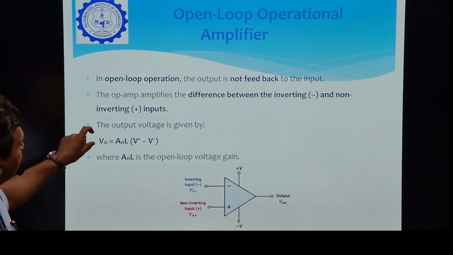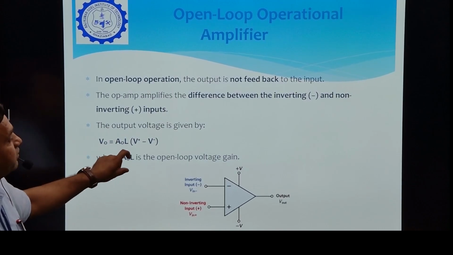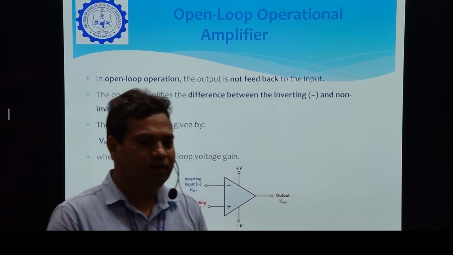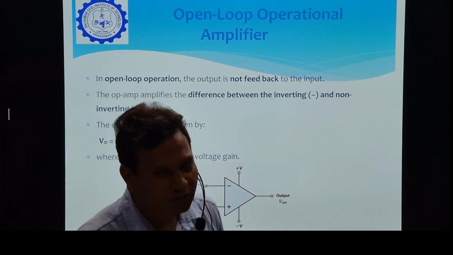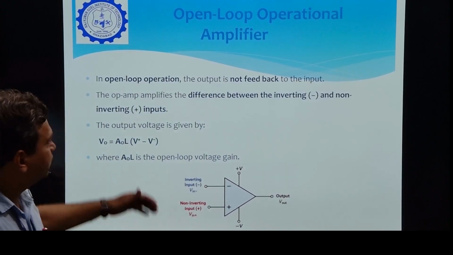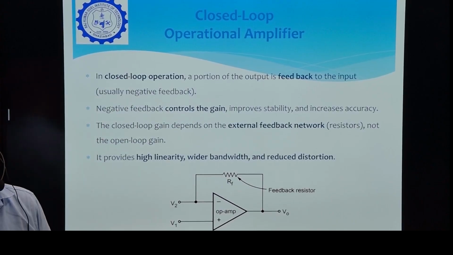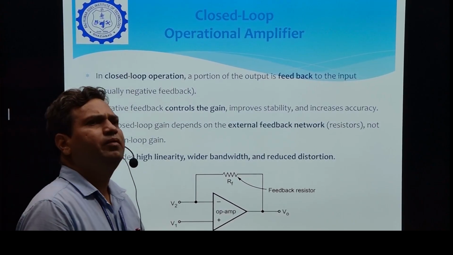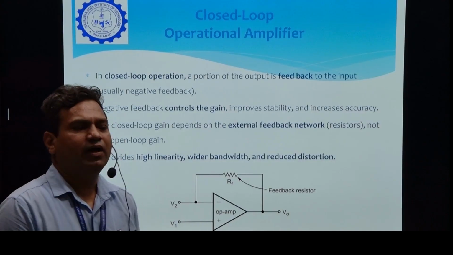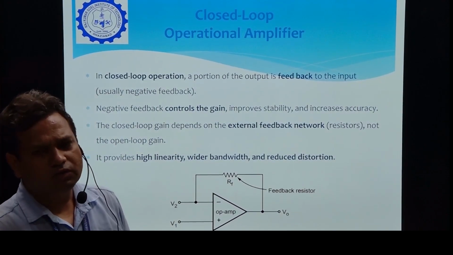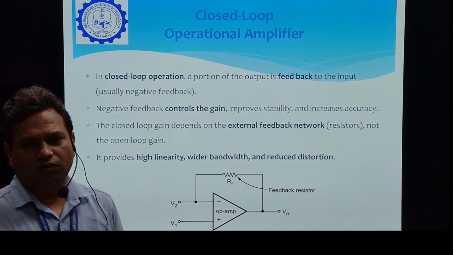Then AOL, where AOL is the open loop voltage gain. Basically the voltage gain is the ratio of output voltage to the input voltage. So this is about the open loop operational amplifier. Now come to the closed loop operational amplifier. There are some limitations of the open loop operational amplifier. We can only amplify weak signals, and it can be used in non-linear applications also.